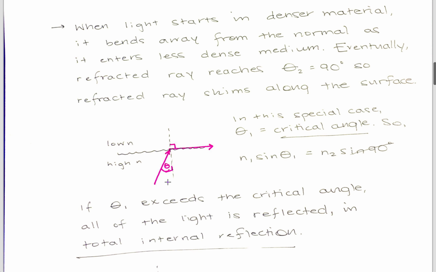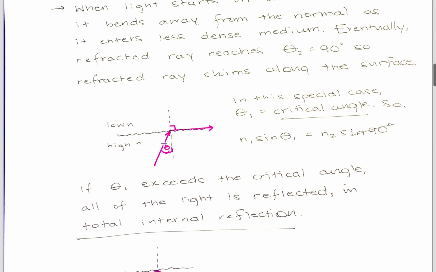So in that case, when the light starts in the denser material, so let's say this is water and it's hitting air or something like that, you could potentially have a refracted ray, because it's going to bend away from the normal, that refracts at an angle of 90 degrees. And if it does that, then you get this really special case. We call this initial angle, this incident angle here, the critical angle. So critical angles can only occur when going from a high N to a low N.